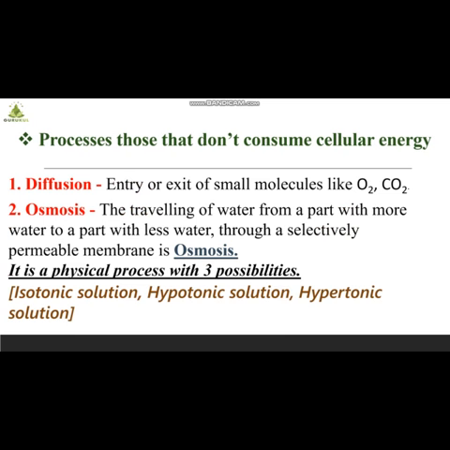Now let us see the second part, the processes that don't require or consume cellular energy. In that, the very first type we have is diffusion. Now what is diffusion? The simple definition is the entry or exit of small molecules like oxygen and carbon dioxide. Very few small molecules can take an entry and they can exit, in and out. That is diffusion. Second type we have is osmosis.